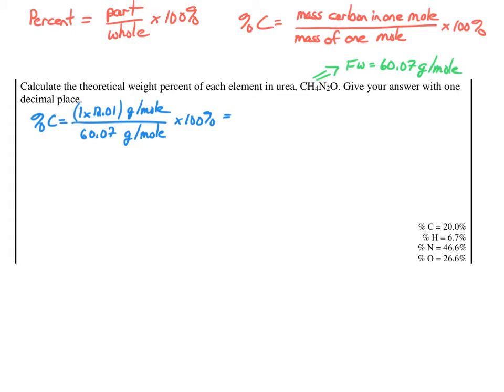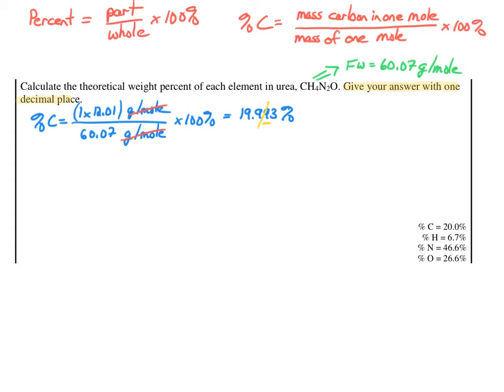The mass of carbon in urea is 1 times 12.01 because we have 1 carbon atom. The formula weight, as we said, was 60.07. If we look at our units, we see grams of moles cancel out. We have units of percent. We have our calculator answer, and our direction tells us to round our answer to 1 decimal place. So we'd round to 1 decimal place.